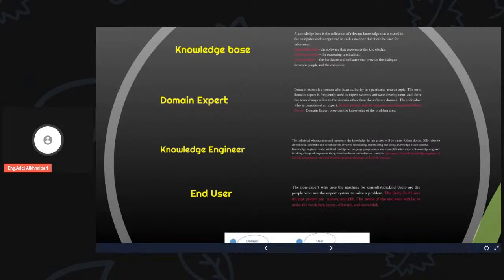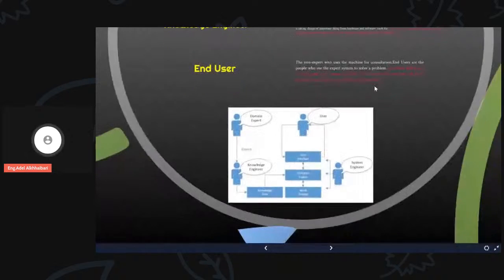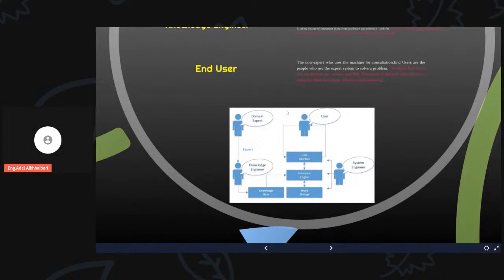I will show you here some charts. This one is for the domain expert, here is the knowledge engineer, here is the user, and here is the system engineering. This one is a flow chart about how this works, for the knowledge base, then the interface engineering, and here the user interface.